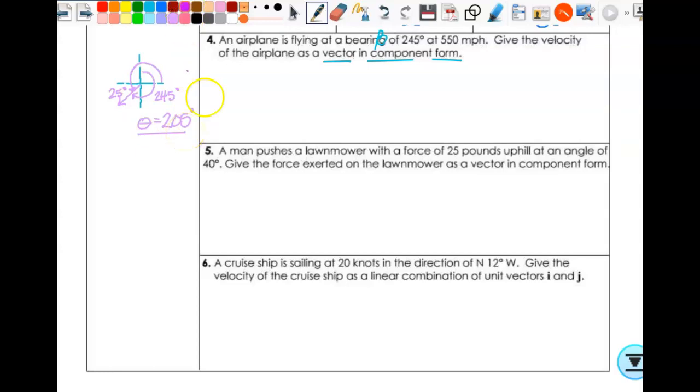All right, so now I'll find my vector. My magnitude is 550 miles per hour times the cosine of 205, and then 550 times the sine of 205. Go ahead and type those in.